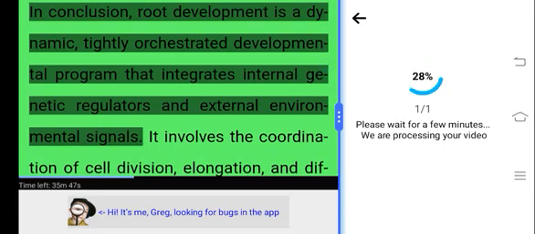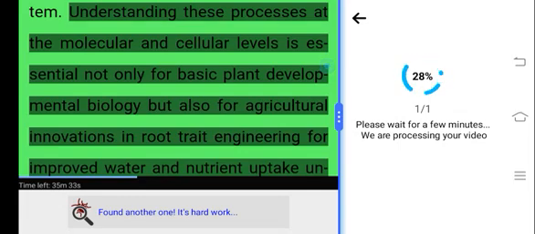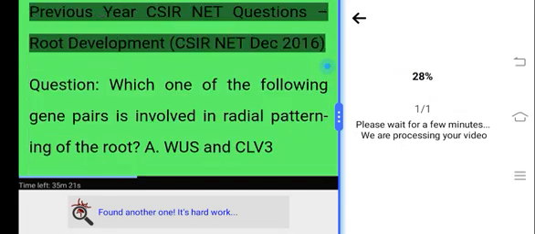In conclusion, root development is a dynamic, tightly orchestrated developmental program that integrates internal genetic regulators and external environmental signals. It involves the coordination of cell division, elongation, and differentiation processes, beginning from embryonic patterning to the formation of a functional and adaptive root system. Understanding these processes at the molecular and cellular levels is essential not only for basic plant developmental biology but also for agricultural innovations in root trait engineering for improved water and nutrient uptake under variable conditions.